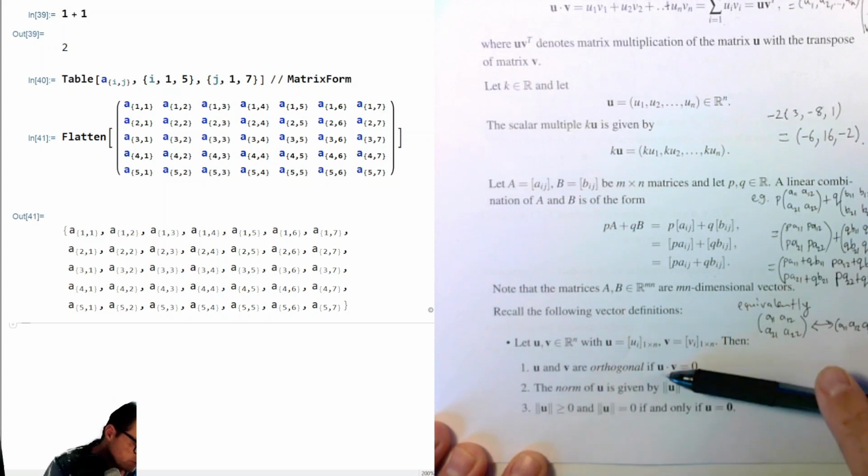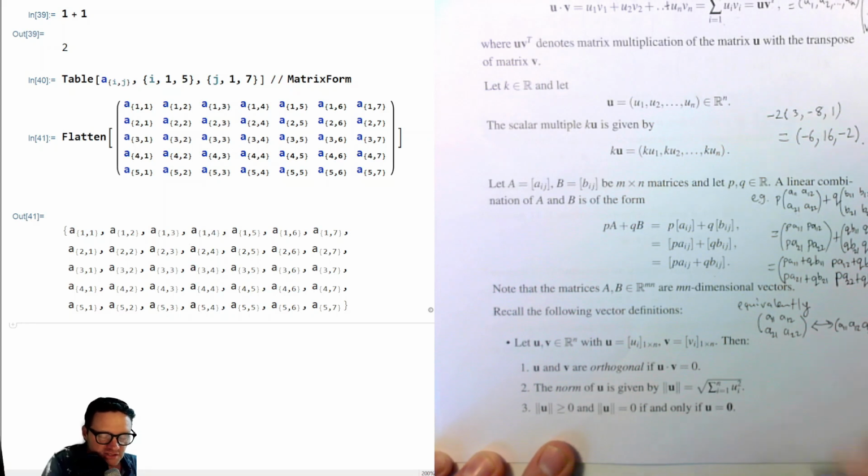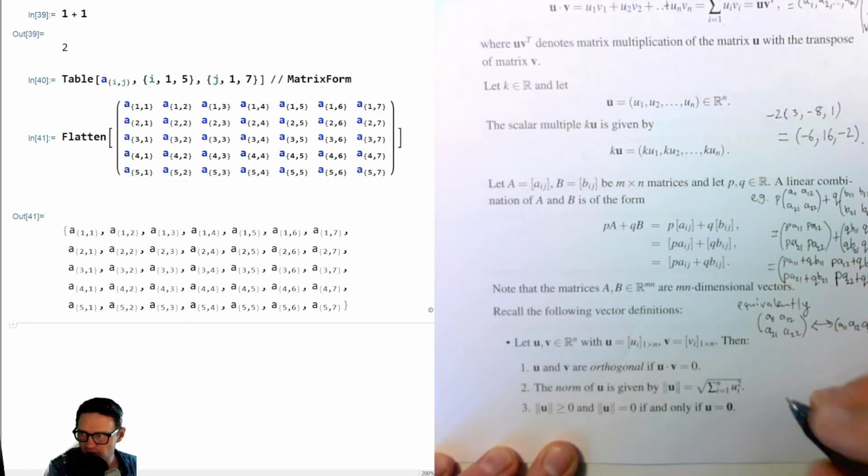Okay, then u and v are orthogonal if their dot product is 0. Okay, let's just find an example of two vectors that are orthogonal.